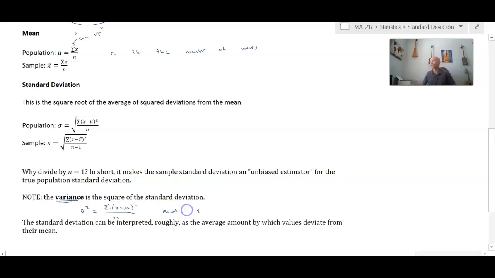And s squared will be the sum of x minus the sample mean squared, divided by n minus 1. Variance is not something that we often use to talk about, but variance is an important thing in statistics. So if you hear about that, it's just the square of the standard deviation. Okay, let's unpack what is actually going on here.